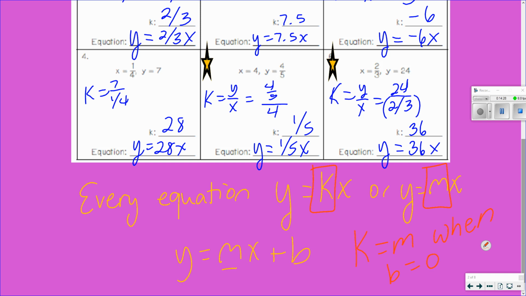So tell me about times when B equals 0. Multiplicative equations. What else? The title of our lesson today, direct variation.